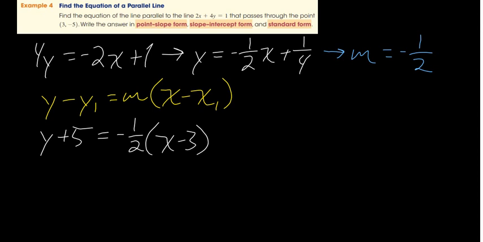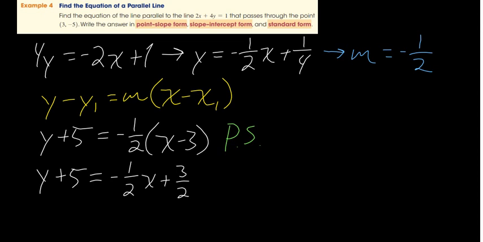Let's denote this as point slope. All right, so we're going to solve for y, so let's go ahead and distribute that negative 1/2. So we're going to have y plus 5 is equal to negative 1/2 x plus 3/2. Okay, and then we subtract 5 from both sides. So we'll have y is equal to negative 1/2 x plus 3/2 minus 5.